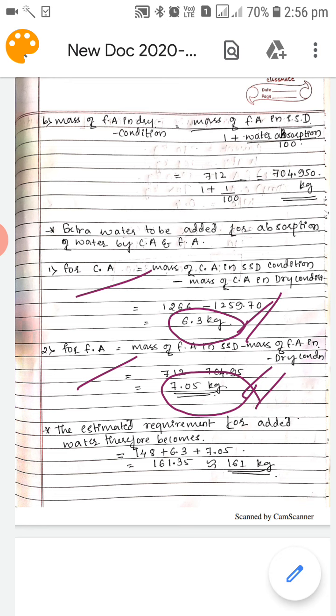So these two, 6.3 kg plus 7.05 kg, should be added extra in the concrete mix design. The water quantity that has been calculated is 148. Then we will add this 6.3, then 7.05, and the total water quantity that has to be taken for concrete mix design comes out to be 161 kg.